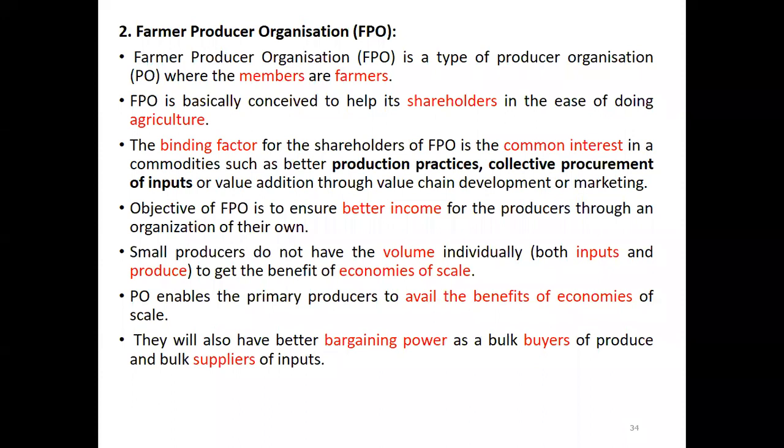Okay, so farmers producer organization is basically conceived to help shareholders in the ease of doing agriculture. जो एक्चुअली उसी एग्रीकल्चरल बिजनेस में है उनको मेंबर बना के हम लोग इकट्ठा आके हम लोग बिजनेस करें. Means those who are actually doing that kind of business will be members of this organization. Those who are not engaged in the farming activity will not be members. Getting this? So ये होता है farmers producer organization.